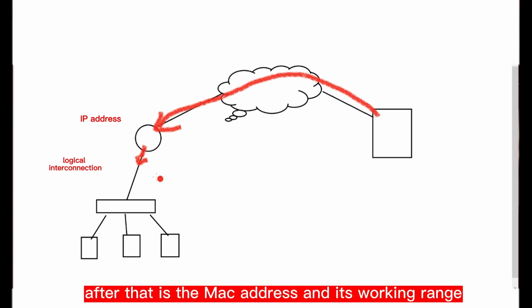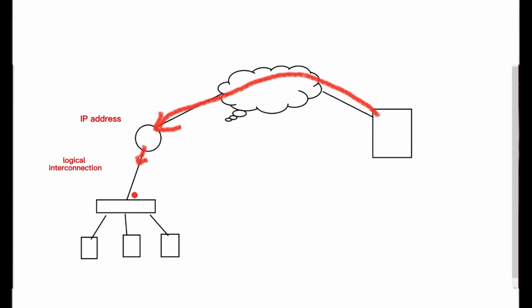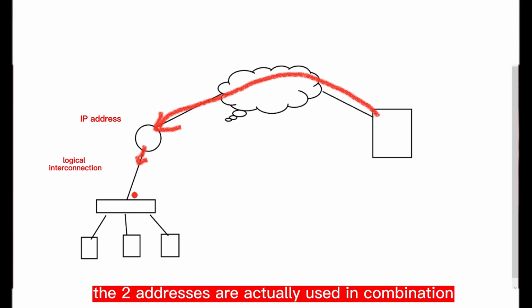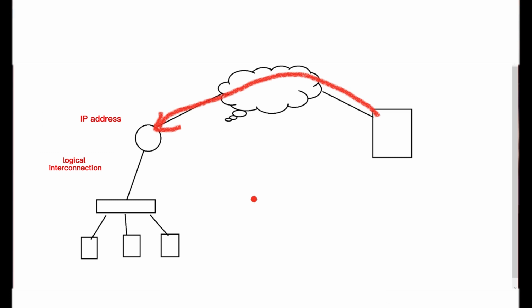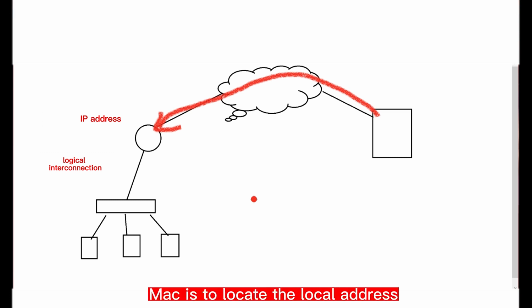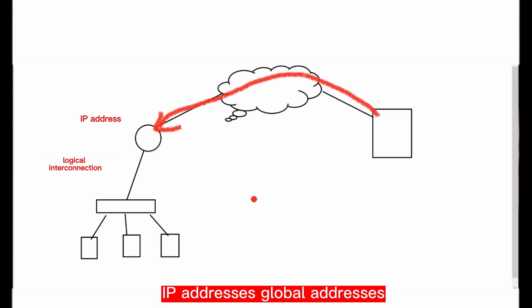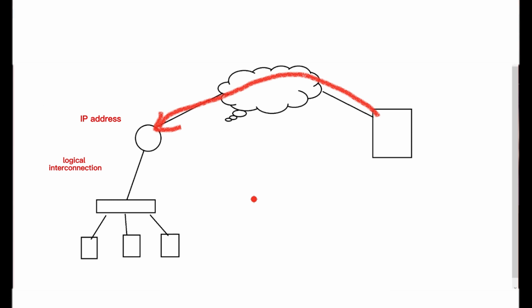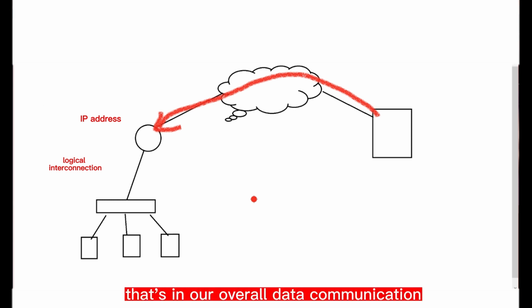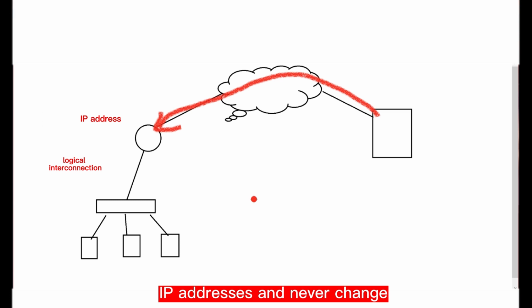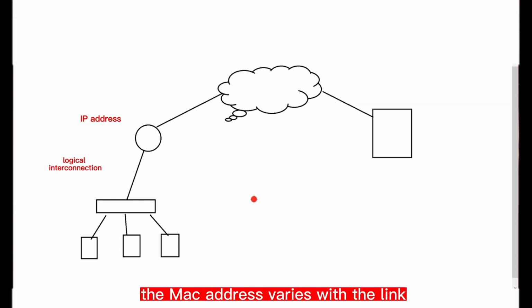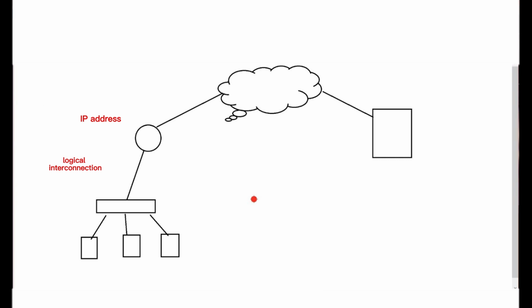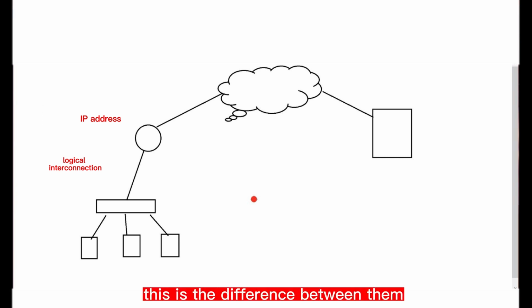After that comes the MAC address and its working range. The two addresses are actually used in combination. It can be easily understood as MAC being the local address and the IP address being the global address in our overall data communication. IP addresses never change. The MAC address varies with the link and will change. This is the difference between them.